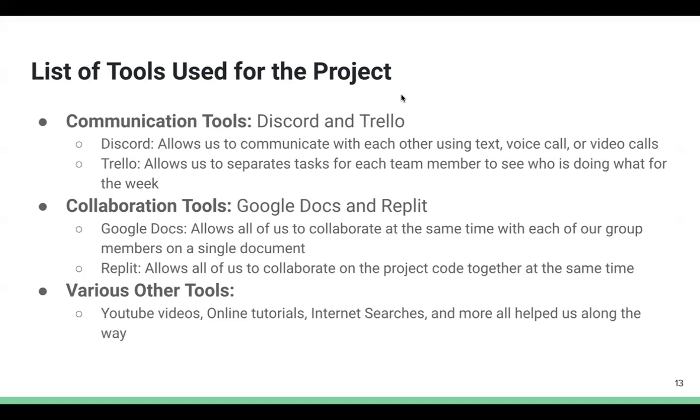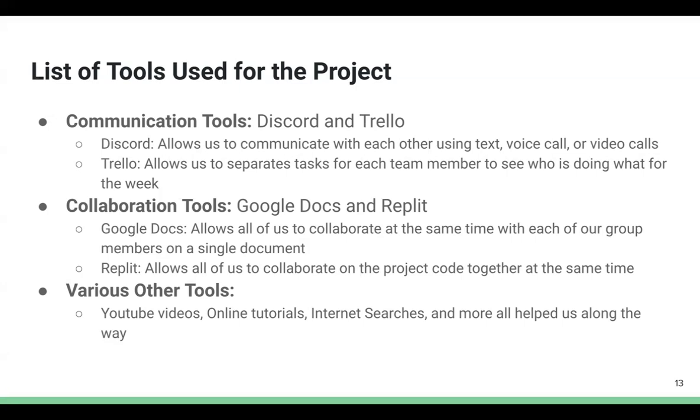I'll talk about this one, the list of tools. So in terms of communication, we use Discord. Discord is a great chatting service that allowed us as a group to communicate with each other using text, voice call, or video calls. Then we also use Trello. Trello is a project management application of sorts. It allows you to create tasks and then assign those tasks to different team members. So it kind of helped us see what the progress was for the week or who was on what task. So it definitely helped us in that matter.